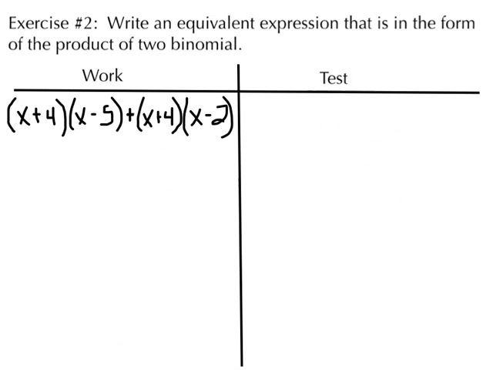All right, exercise number 2: write an equivalent expression that is in the form of the product of two binomials. So what I would like you to do is the same thing as what we did in the first exercise: see if there's anything exactly the same. In this case, the x plus 4 and the x plus 4 are exactly the same. So I'd like you to take that and pull that out.